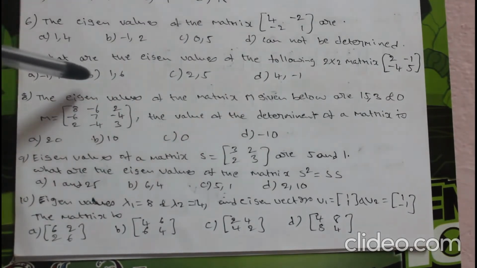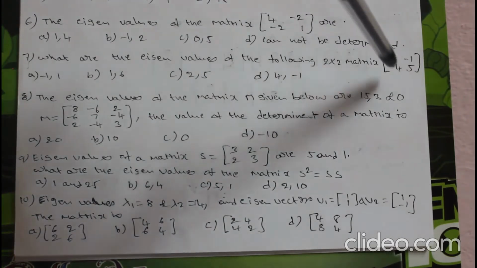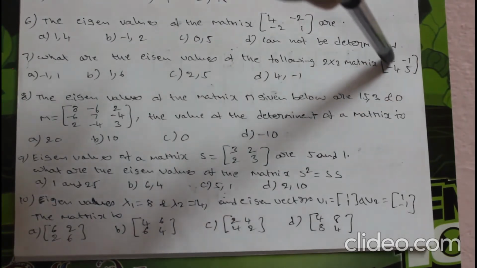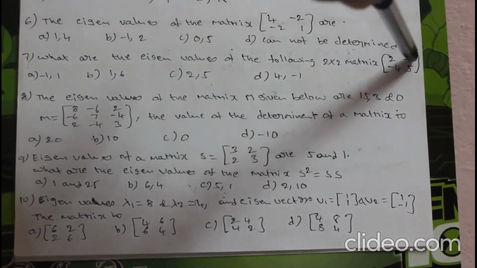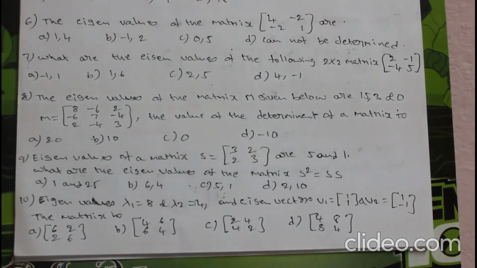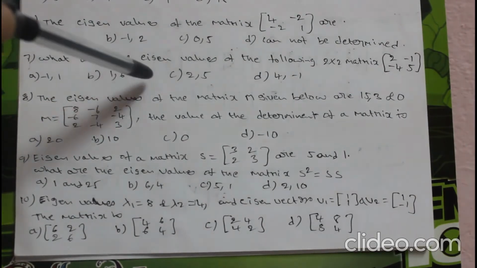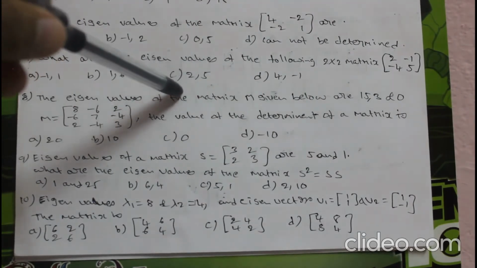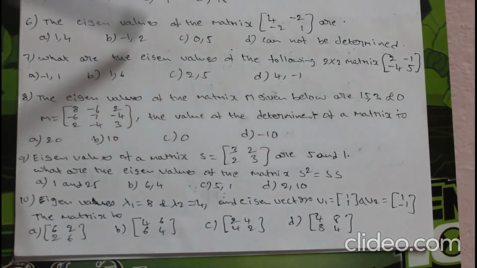So A, D eliminated. So B or C is correct. Now we have to go for the second point, that is, the determinant of the matrix is equal to the product of the eigenvalues. So the determinant of the matrix is 2 into 5, minus becomes plus, minus 4. So 10 minus 4, that is equal to 6. So option B, 1 into 6 is equal to 6. It is correct. 2 into 5, that is equal to 10. So option B is correct.